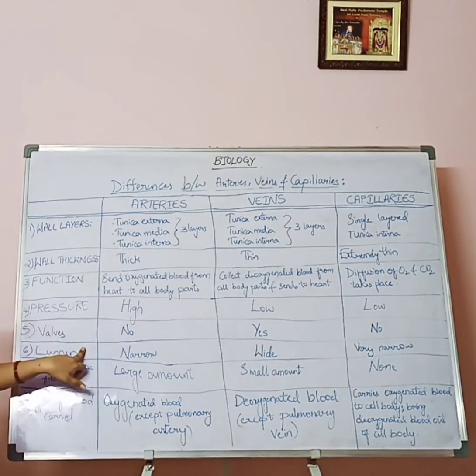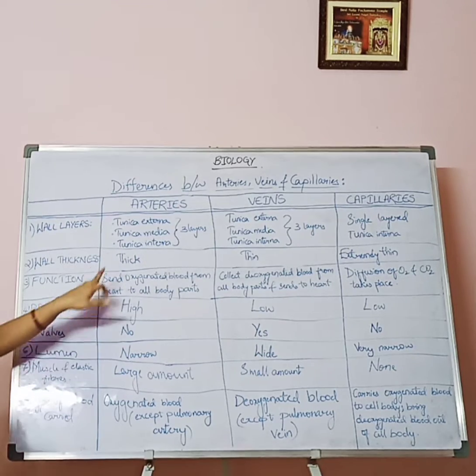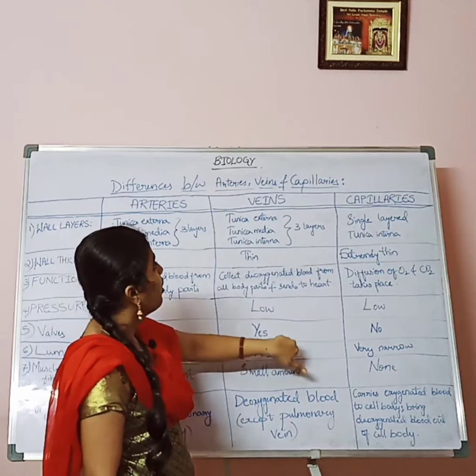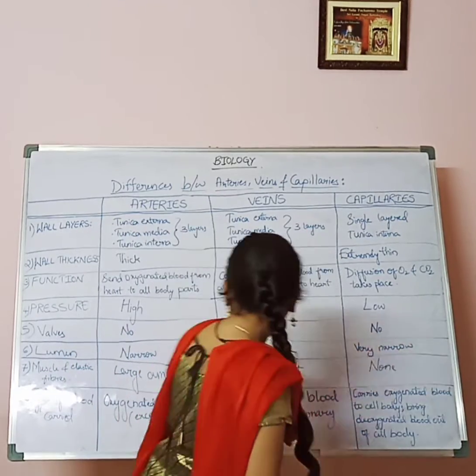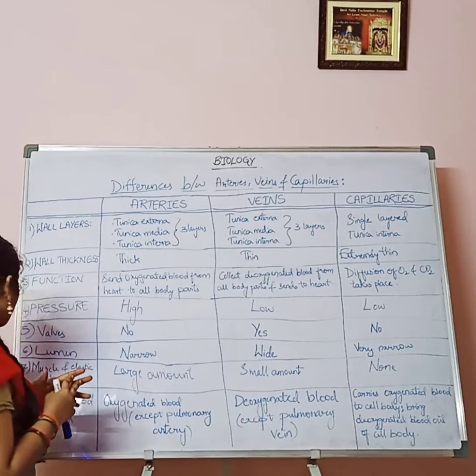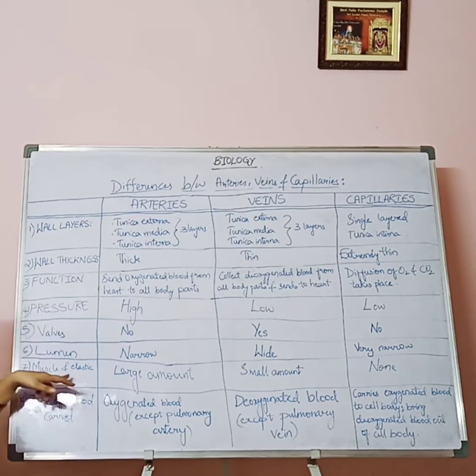Next, lumen. In arteries the lumen is narrow, in veins the lumen is wide, and in capillaries it is very narrow. What does lumen mean? It is the empty space through which the blood flows. Next, muscle and elastic fibers.